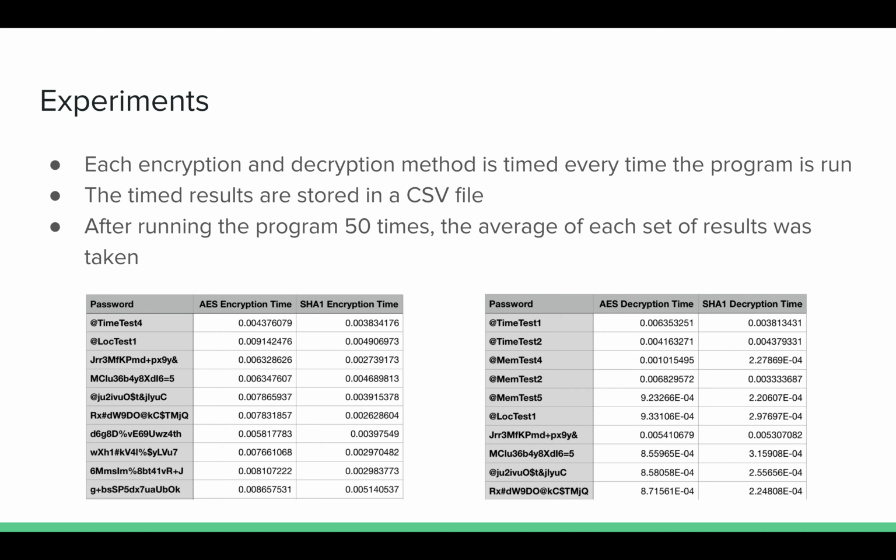For the purpose of the project, I ran the program 50 times. I chose some passwords on my own, and I also used a random string generator given the password requirements to generate some, just to get a good sample of different passwords to use. After it was run 50 times, I took an average of the set of results and used those averages to compare the two methods.